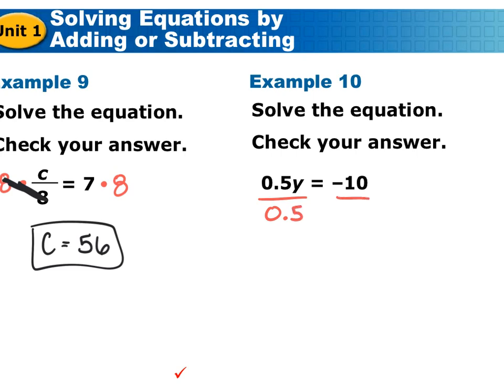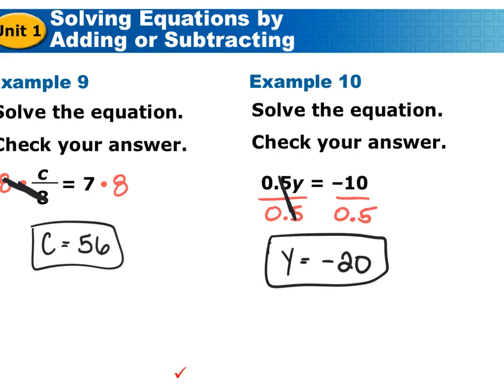Yeah, divide. It's just like we did before. It's just the inverse. It's just in opposite directions. Okay? So, if you have a calculator, it would really help you right here. But negative 10 divided by 0.5 actually ends up being negative 20. And that would be your answer.